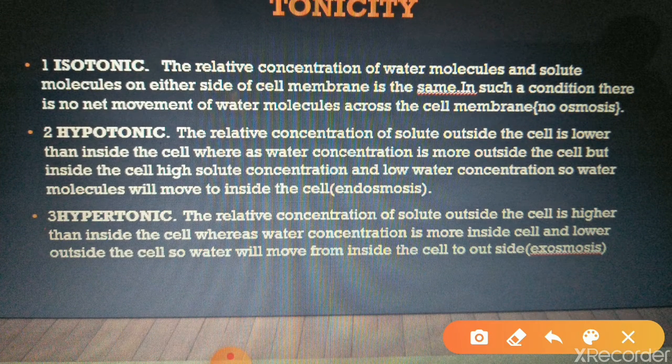Next, the last one is hypertonic. The relative concentration of solute outside the cell is higher than inside the cell, whereas water concentration is more inside the cell and low outside the cell. So water will move from inside the cell to outside. That means exosmosis. What is a hypertonic solution?